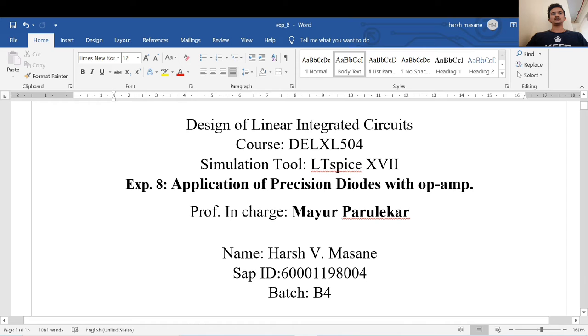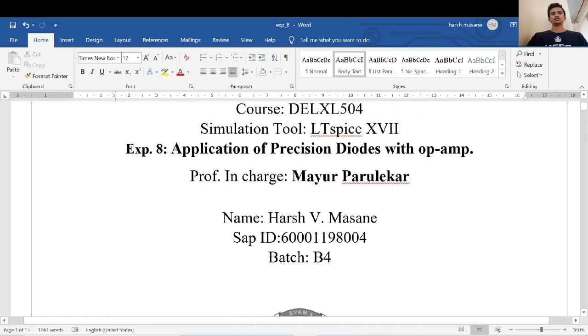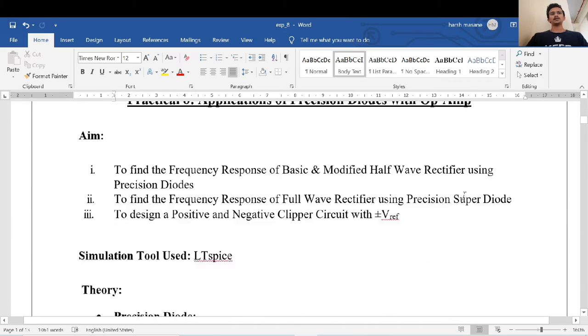Today I am going to present my 8th DLSE practical, that is application of precision diode with op-amp. To design these applications of precision diode, I am going to use LT-Spice software. So the first application is the half wave rectifier.